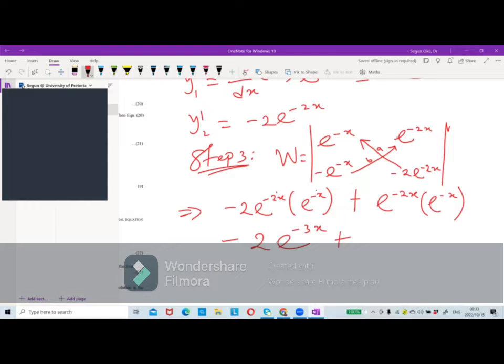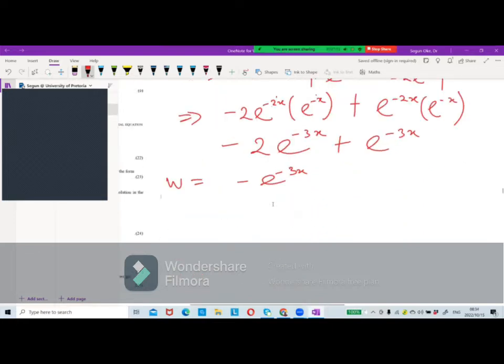Okay, let's write. This one will be exponential minus 3x. So this minus this, what do you have? Minus exponential minus 3x, minus exponential minus 3x. Thank you. So that is our W.